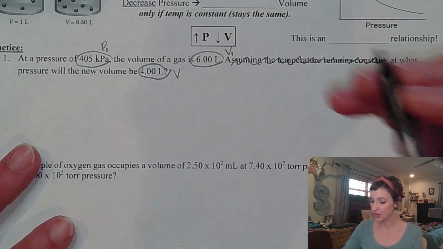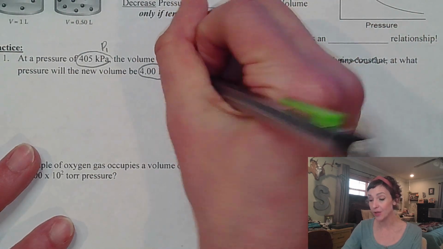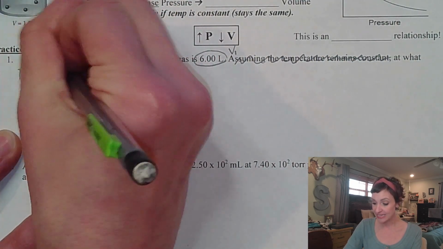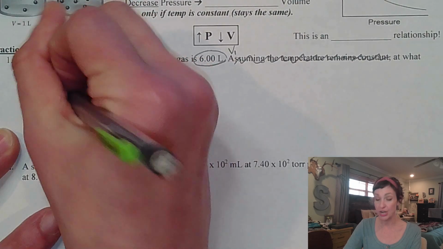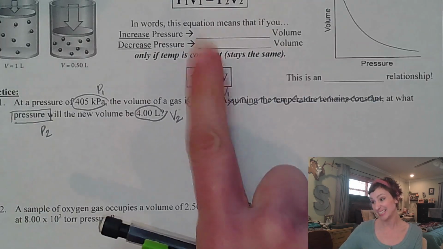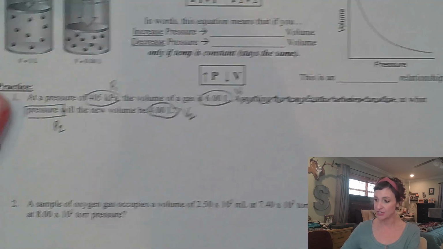At what pressure will the new volume be? Here's my new volume, so this is V2. What they are asking me to solve for is my P2. They want to know what the new pressure will be when that volume is changed to 4. Okay, so I'm like, oh cool, I've got P1 and V1 and P2 and V2. Bing, bing, bing, I've got Boyle's law. I know exactly what I need to be doing here. That's the equation I'm going to be using.